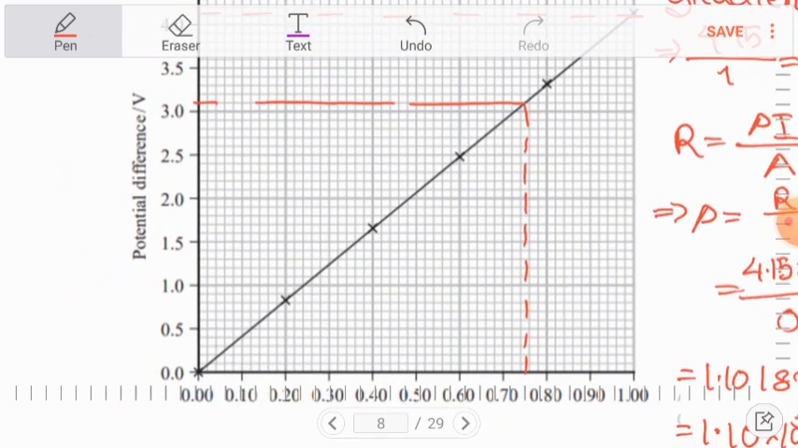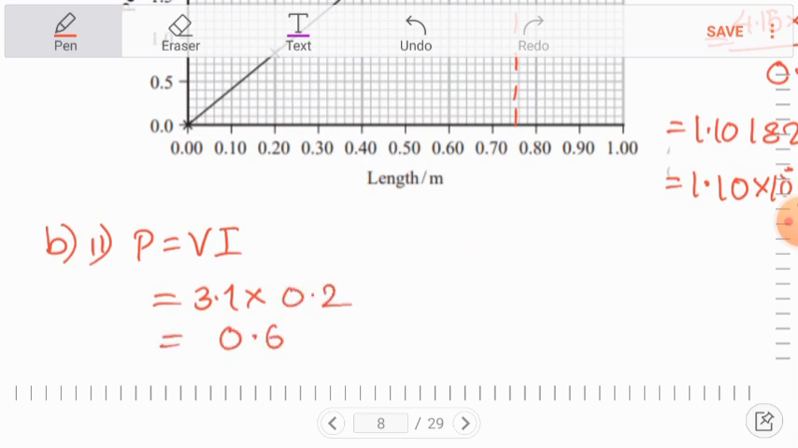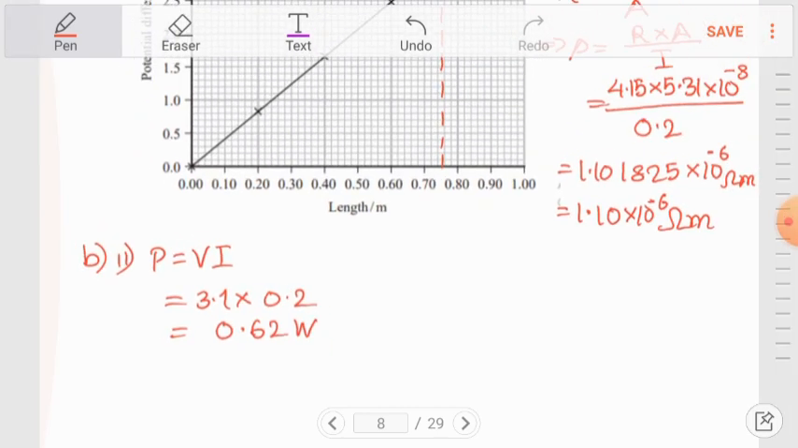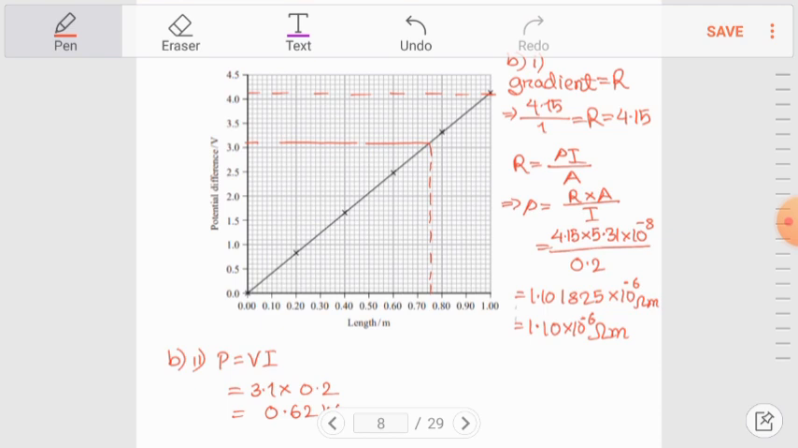So now we are going to solve B2 using the equation power is equal to VI. The voltage is 3.1 and the current is 0.2, so it gives a value of 0.62 watt. When the length of the wire is 0.75 meter, the value for the power is 0.62 watt. And this was the working for question B2. And with this, our question number 19 ends. Moving to question number 20.